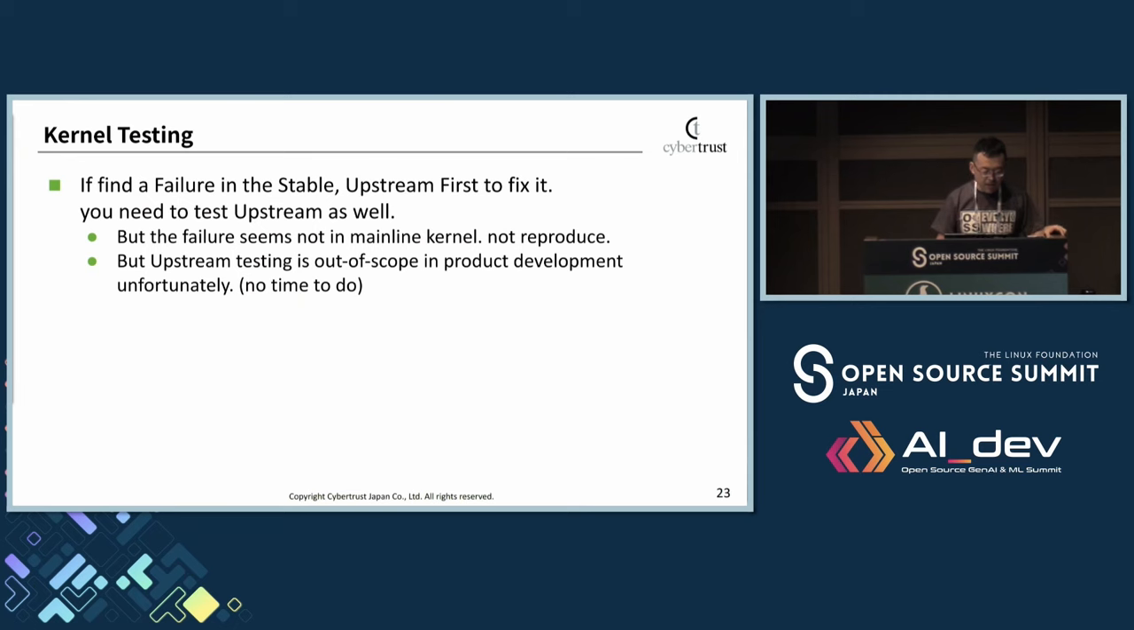If we find a failure in the stable kernel, it should be fixed upstream first. We also need to test upstream as well. But that failure seems not to be in the mainline kernel because it's not reproducible. But upstream testing is, unfortunately, out of scope in the product department.